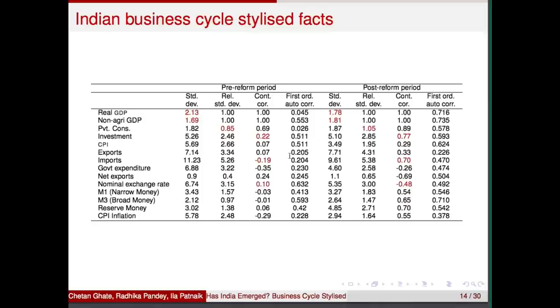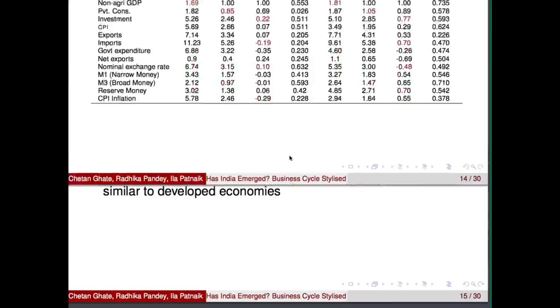Now we turn to some correlation numbers. Interestingly, we find that investment becomes highly pro-cyclical in the post-reform period. Investment pro-cyclicality increases from 0.22 to 0.77 in the post-reform period. Imports are highly acyclical in the pre-reform period, while they turn pro-cyclical in the post-reform period. Also, if we look at the nominal exchange rate, it is acyclical in the pre-reform period, while it turns counter-cyclical in the post-reform period. This is indicative of an emergence of a flexible exchange rate regime in the post-reform period, where in good times the exchange rate falls and in bad times the exchange rate rises.